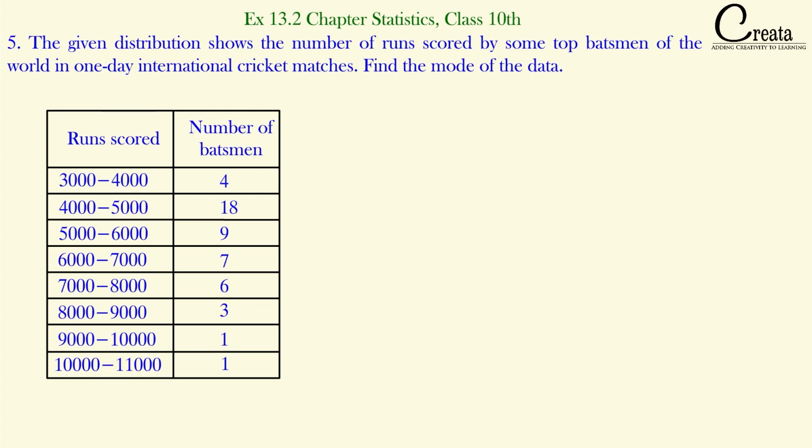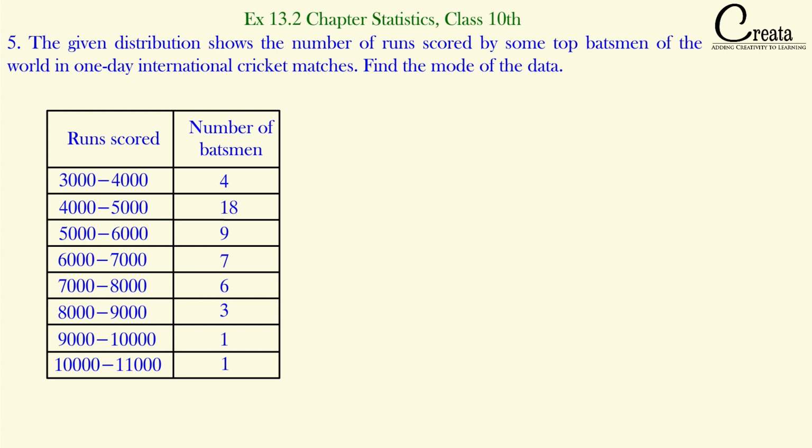Our first step, we will observe the question. In this question, the data is given regarding the number of runs scored by some of the top batsmen of the world in one-day international cricket matches. In the first column, the total runs are given, and in the second column, the number of batsmen are given. In the first row, 4 batsmen have scored runs in the range of 3000 to 4000. On the extreme end, only one batsman has scored runs in the range of 10,000 to 11,000.